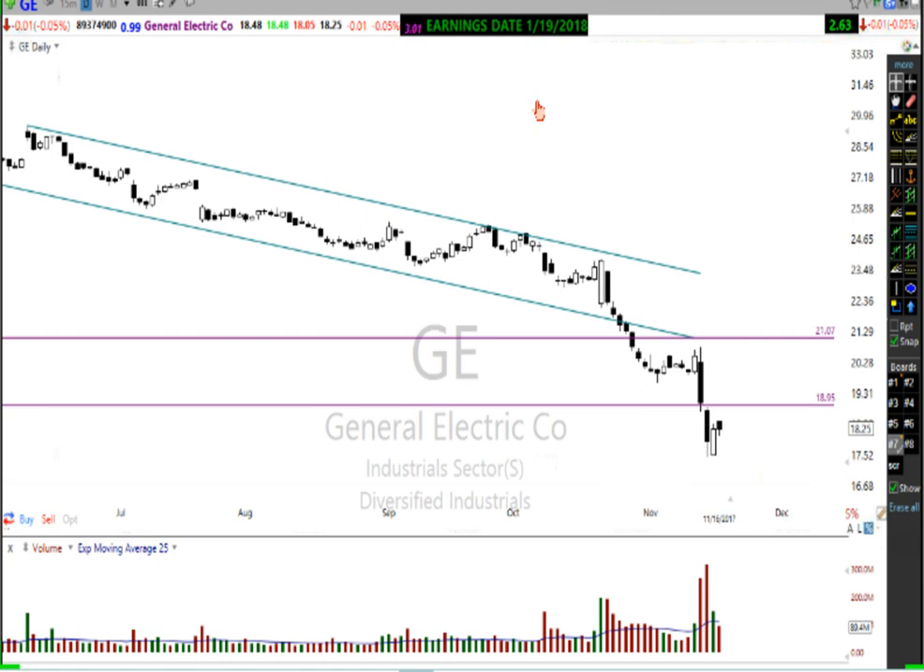The market is trending up. Why mess with a stock that's doing this in an uptrending market? Go with the direction of the market. It's so much easier to just move with the direction of the market rather than trying to predict when this is going to stop going down.